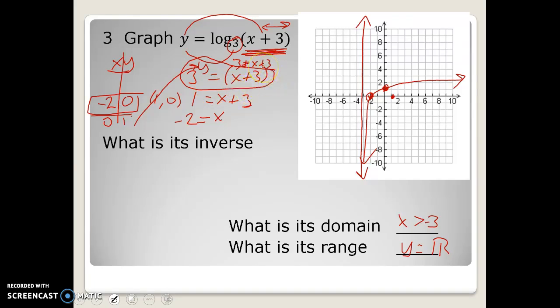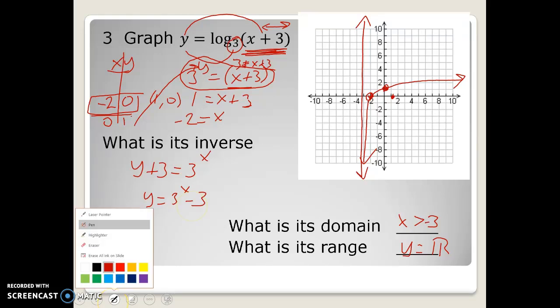I'm going to switch the x and the y around. So over on this side, I will have not x plus 3, but y plus 3 equals 3, not to the y, but to the x. And if I solve this equation for y, I will have y equals 3 to the x minus 3.